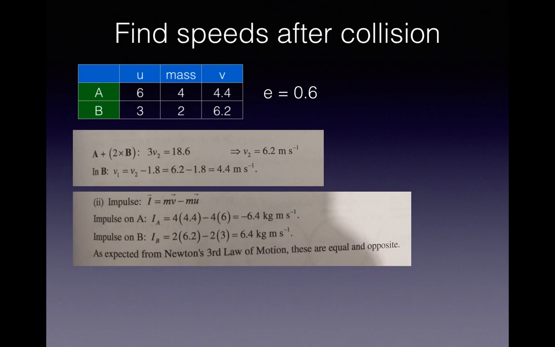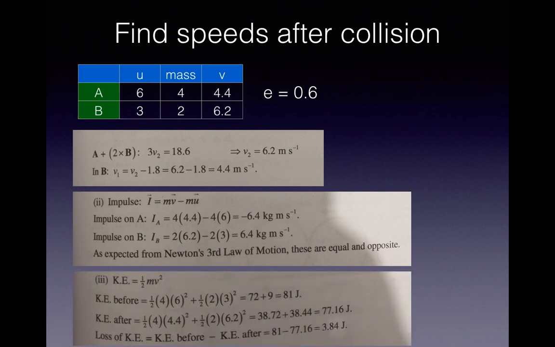Now the kinetic energy is also easy to manage with the table. The kinetic energy before is a half m1u1 squared plus a half m2u2 squared. That gives me 81 joules. And then the kinetic energy afterwards, a half m1v1 squared plus a half m2v2 squared, gives me 77.16, and when you subtract the two, you get the loss in kinetic energy. Now it's time for you guys to do a question.